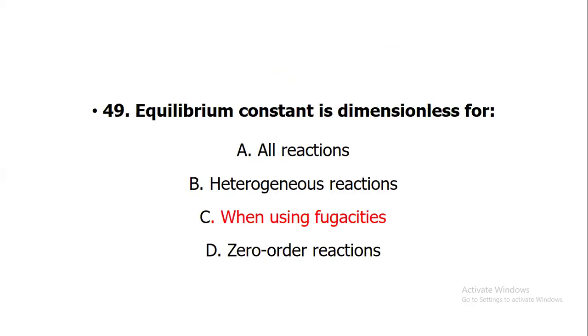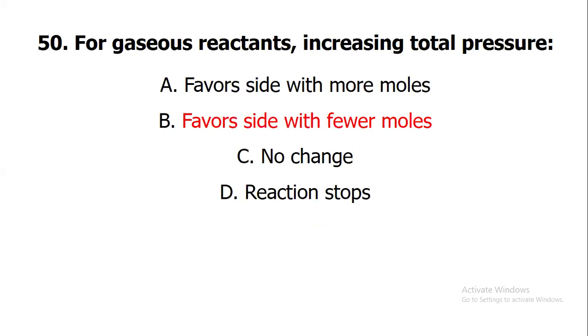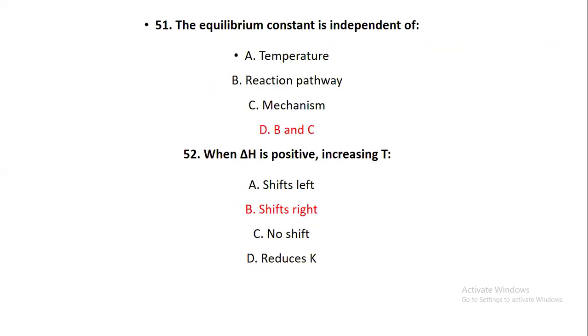Equilibrium constant is dimensionless when using activities or fugacities. For gaseous reactants, increasing total pressure favors the side with fewer moles.